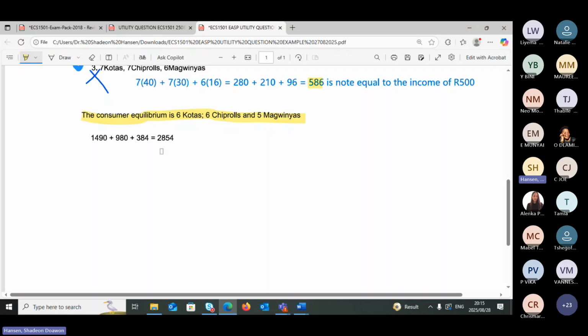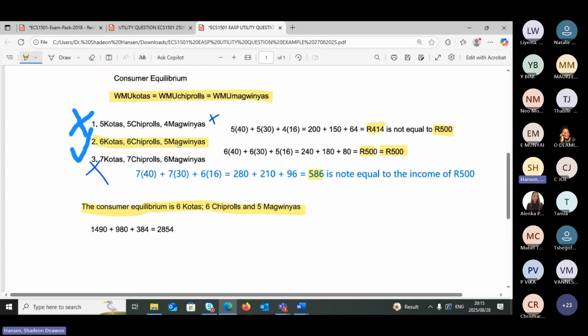So I want you to work through this example as well. Please note that you will get some examples where there is more than one instance where the consumer equilibrium condition holds, but only one of those instances will be your true consumer equilibrium. All right, let's move on.